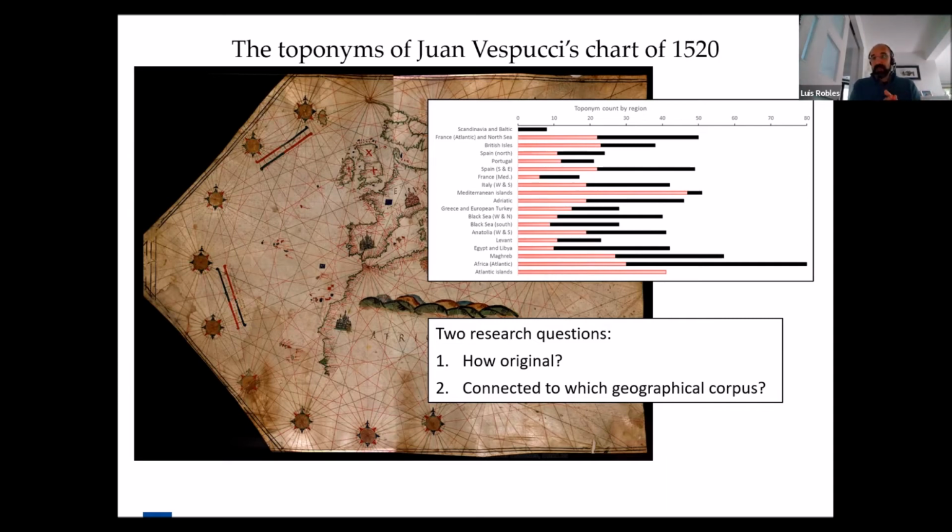And if I have to connect it to one of these 3 geographical origins, which corpus does it use? Does it use the Catalan corpus because it's closer geographically to Seville? Or does it use a Venetian corpus or a Genoese corpus because Juan Vespucci was Italian, so maybe he brought some tradition from there? So those were my starting questions.